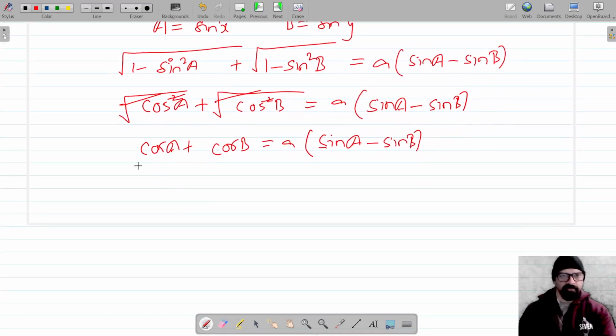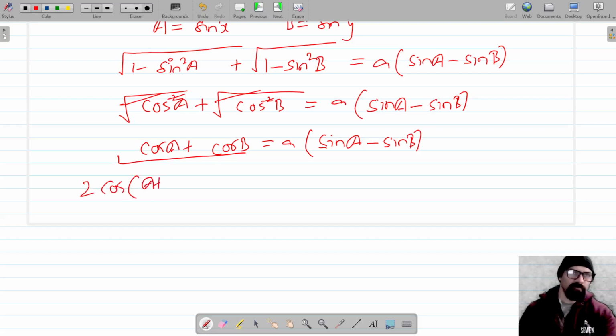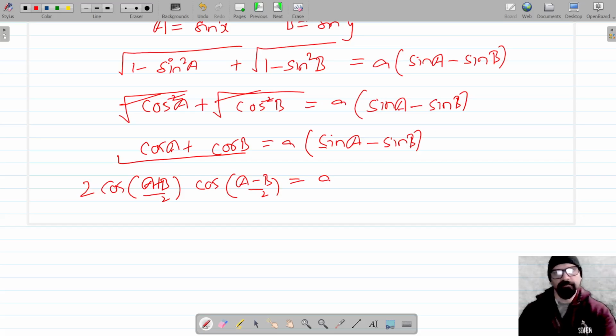So let's use the formulas directly now. Cos a plus cos b is 2 cos of a plus b by 2 into cos of a minus b by 2, equal to a into sine a minus sine b, and sine a minus sine b is 2 cos of a plus b by 2 into sine of a minus b by 2.